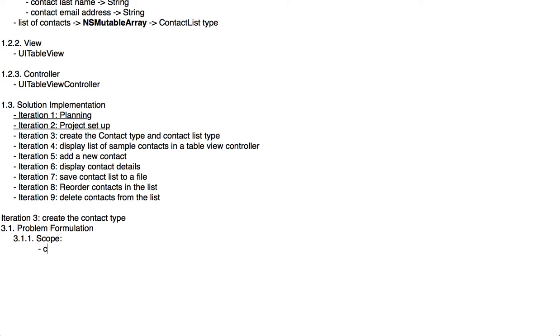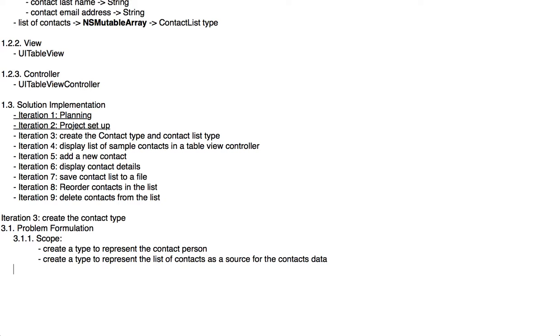And the scope here will be to create a type to represent the contact information, and create a type actually to represent the contact person, not the contact information. Create a type to represent the list of contacts as a source for the contacts data.